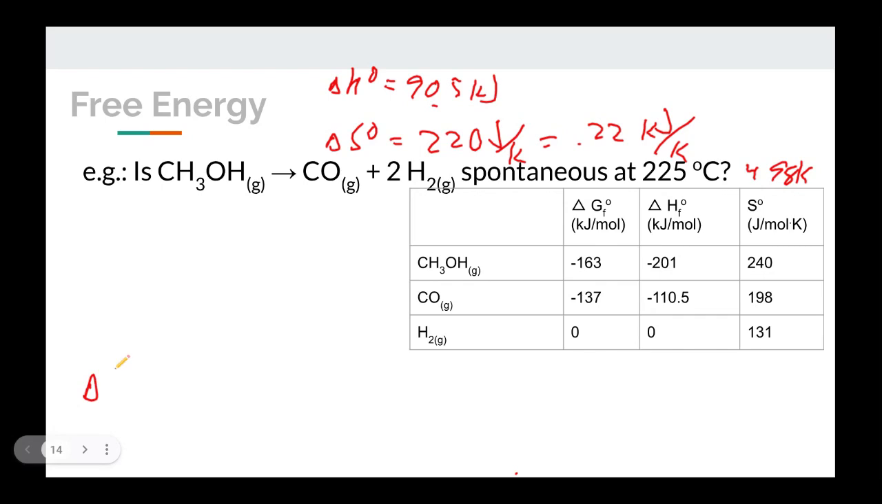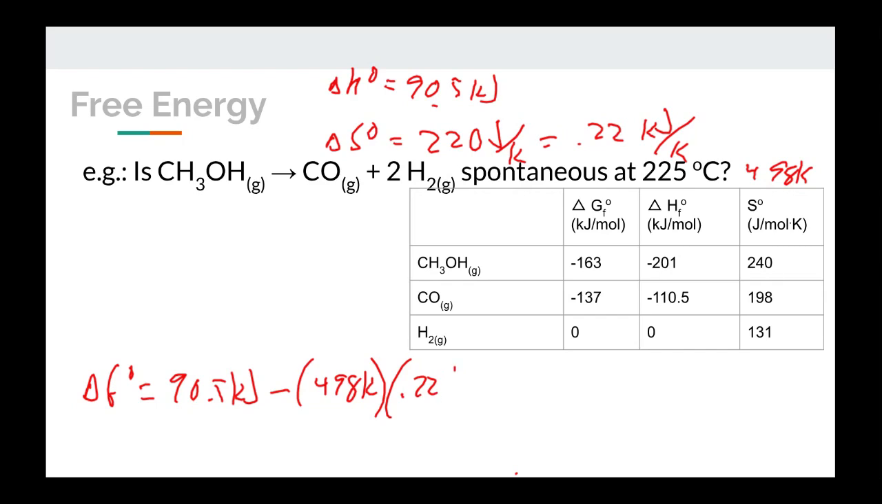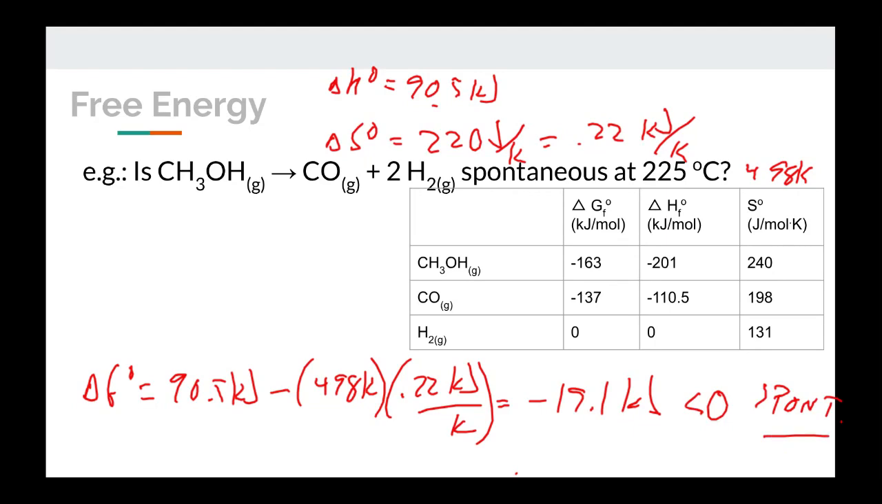So delta G here is delta H, 90.5 kilojoules, minus temperature, which is now 498 kelvins, times delta S, which is 0.22 kilojoules per Kelvin. And this comes out to negative 19.1 kilojoules. Well, this is less than zero, so our decision is it is spontaneous because delta G is less than zero.